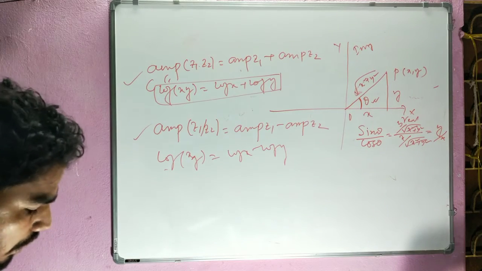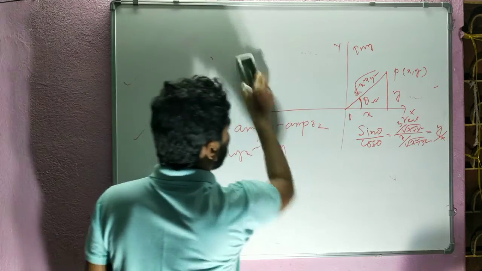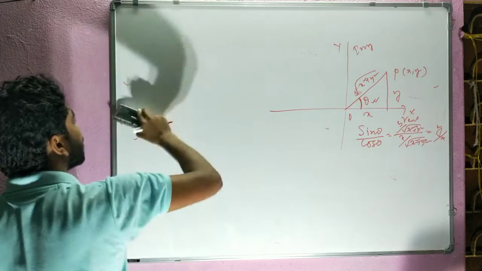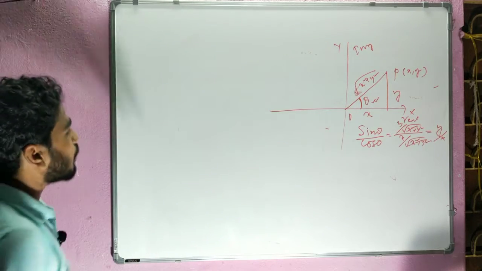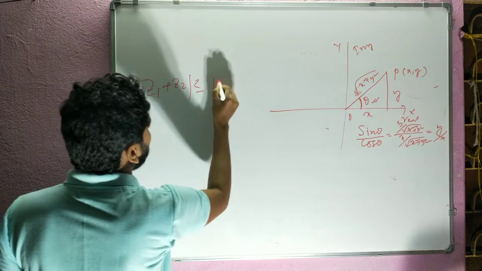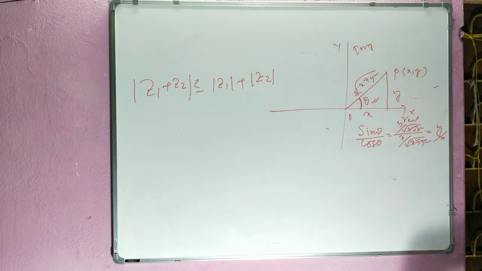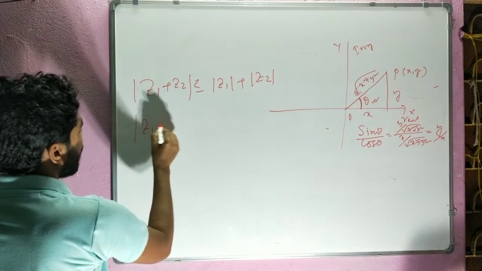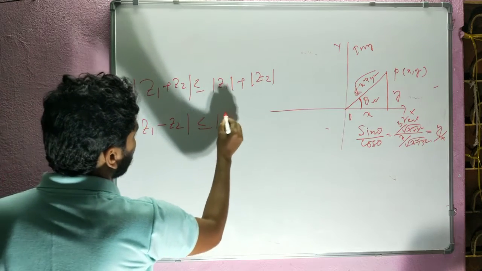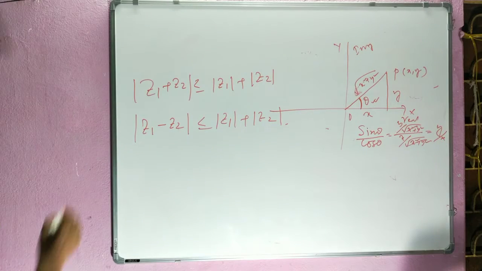Next, inequality of the complex number. The modulus of z1 plus z2 is less than or equal to mod of z1 plus mod of z2. This is the first formula. The second is mod of z1 minus z2 is less than or equal to mod z1 plus mod of z2. These are the two inequalities of the complex number.